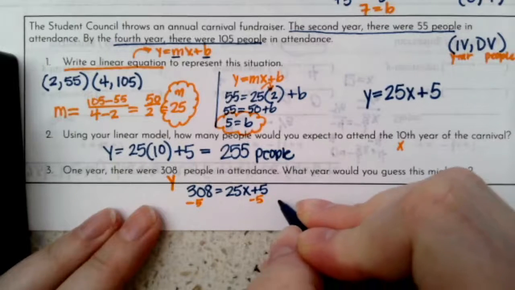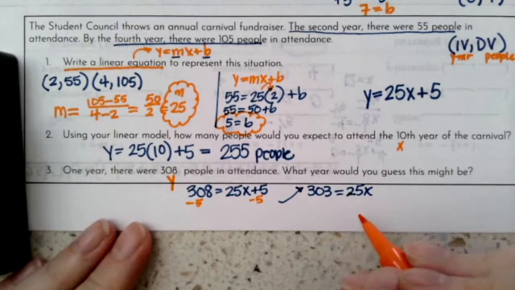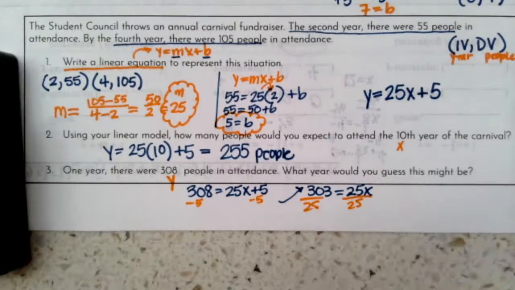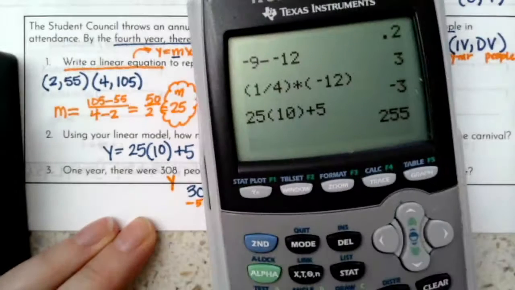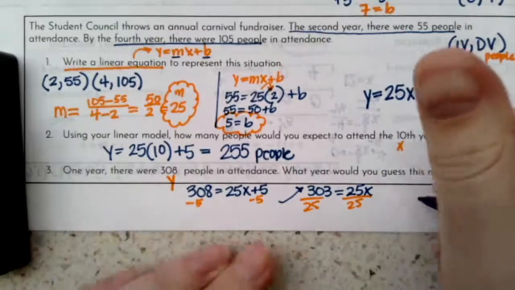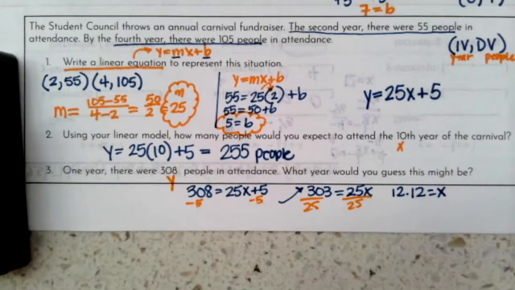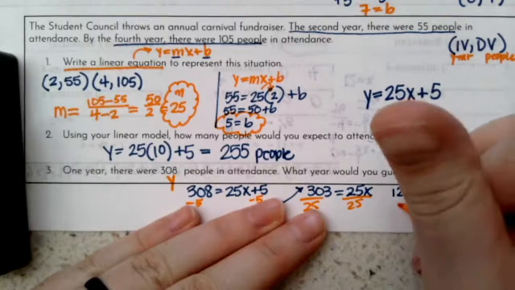To get 303 equals 25x. And 303 divided by 25 is 12.12. I obviously cannot have it be the 12.12th year. That doesn't make any sense. But I would guess it's probably closest to year 12 because this is not a lot. If it was like 12.8 or 12.9, we might want to guess the 13th year. But I'm going to say that my guess would be the 12th year.